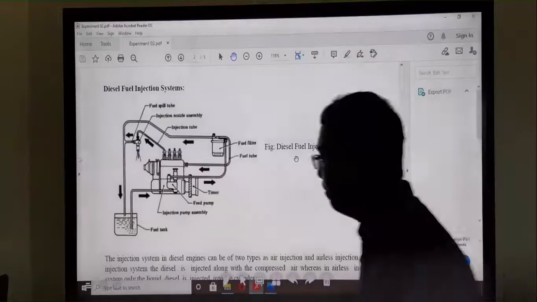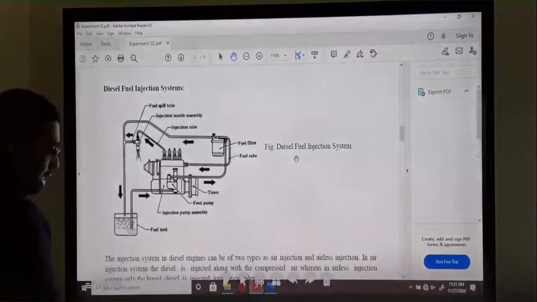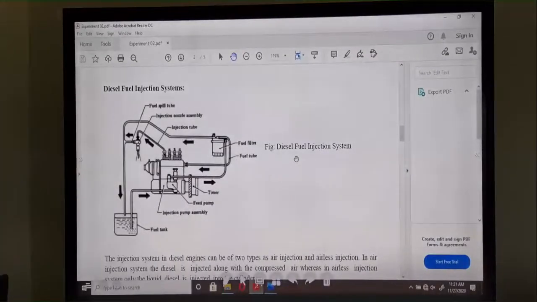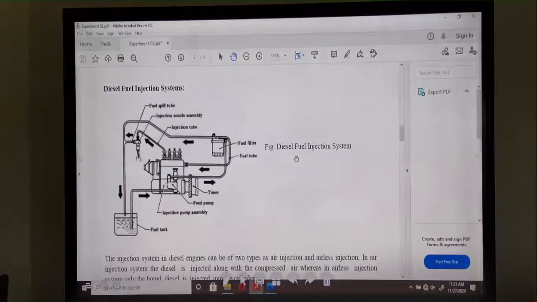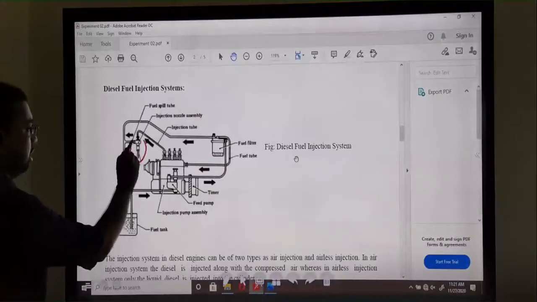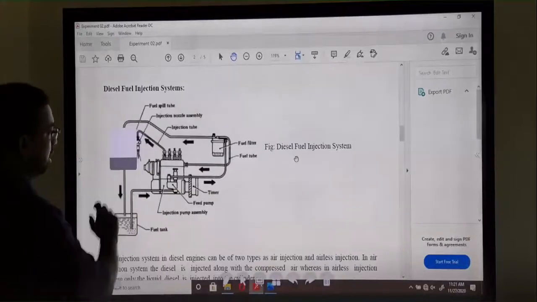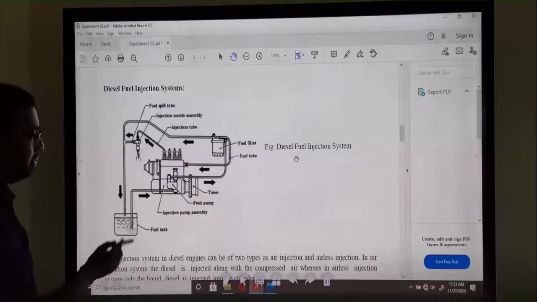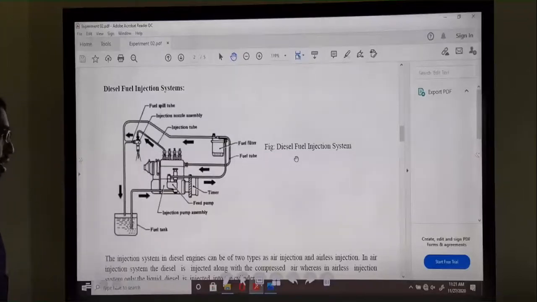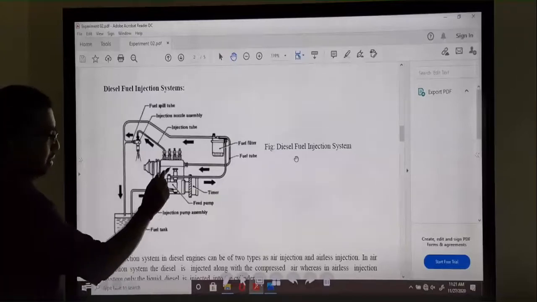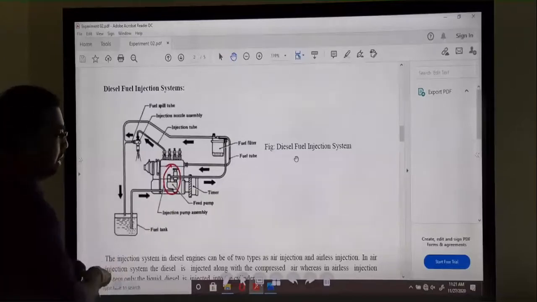So you can see in the diesel engines there is an absence of carburetor. Instead we can use the injectors. So these are the injectors. We can see this is the injection pump. Okay, there is a feeding pump in the injection pump.